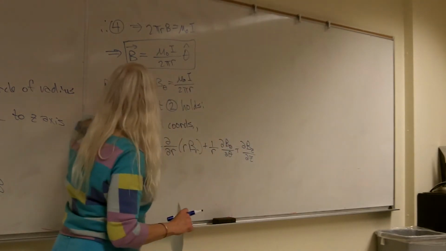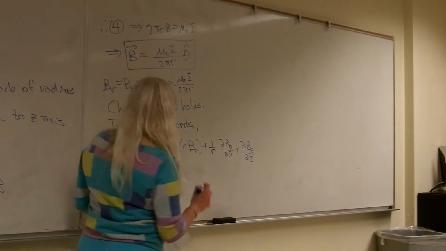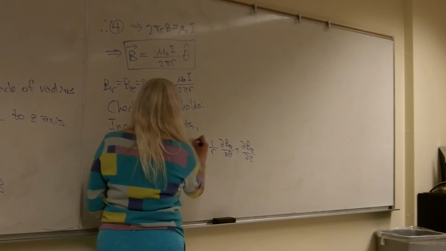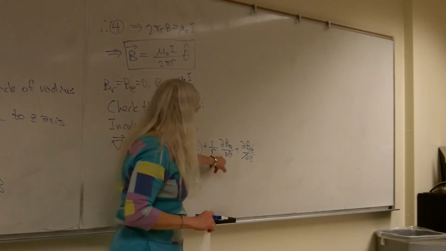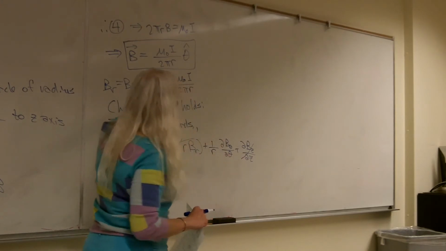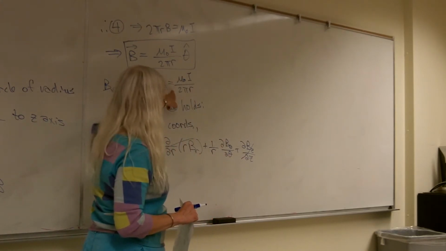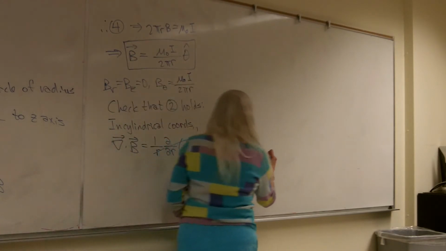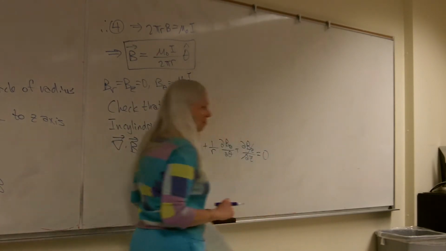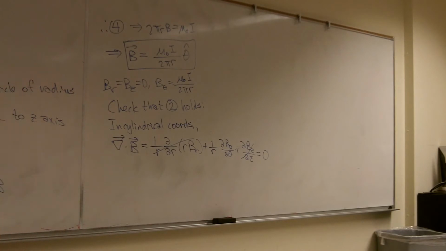Well, in our case, B sub r and B sub z are both 0, so that makes that term 0 and this term 0. And this term, well, B sub theta is mu naught I over 2 pi r, but that doesn't depend on theta, so that term is 0 also. So clearly, the divergence is 0. So Gauss's law for magnetism is satisfied for this magnetic field.